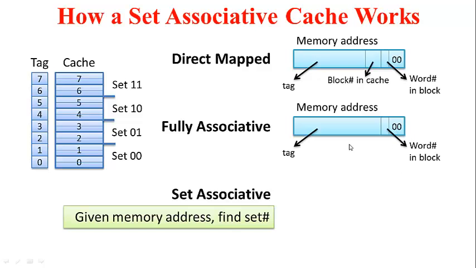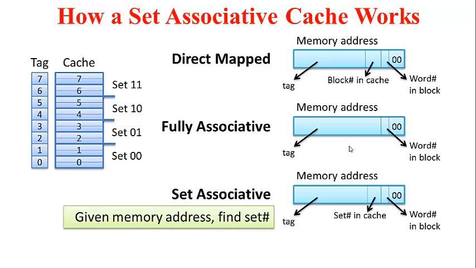In set associative, what we have to do is, given a memory address, we need to find the set number in which that particular memory address can potentially reside. So corresponding to this, the memory address is going to have a field for set number in cache. So in this example, can you tell how many bits we need for determining the set number in cache? Well, this is directly given in the diagram here. We need 2 bits because there are 4 sets in this cache.